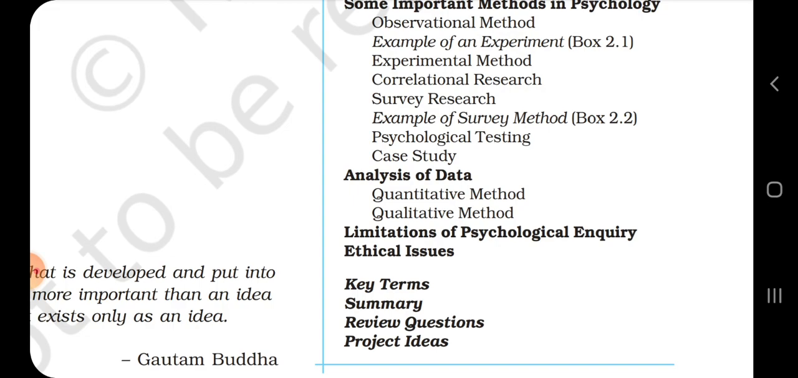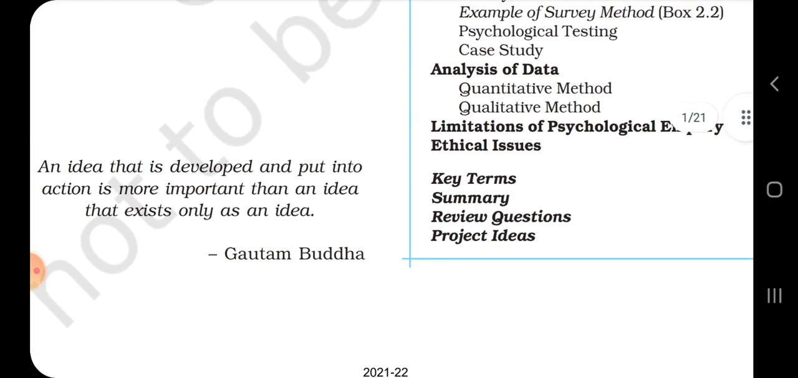Limitations of psychological inquiry, ethical issues. Key terms. Summary, preview questions, project ideas, review questions, project ideas.